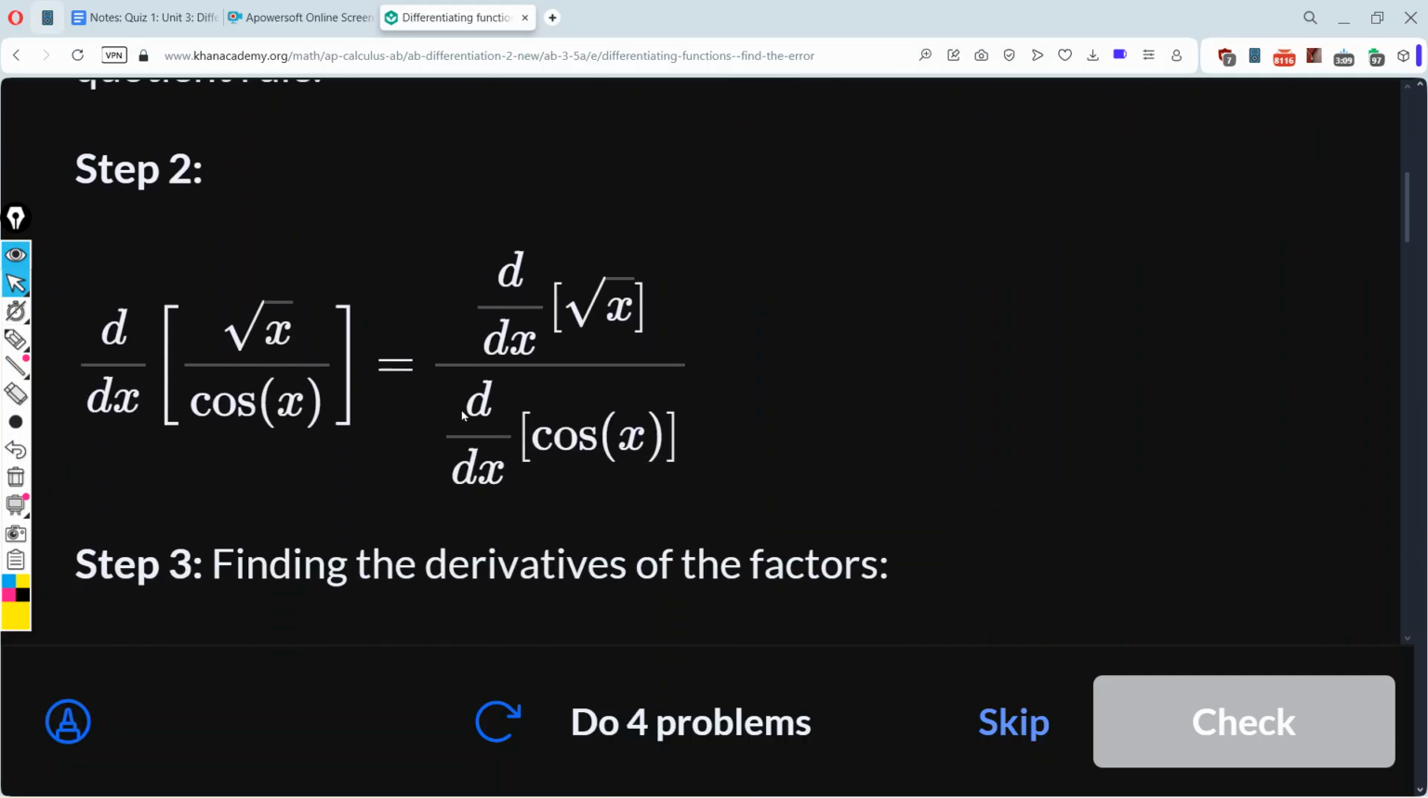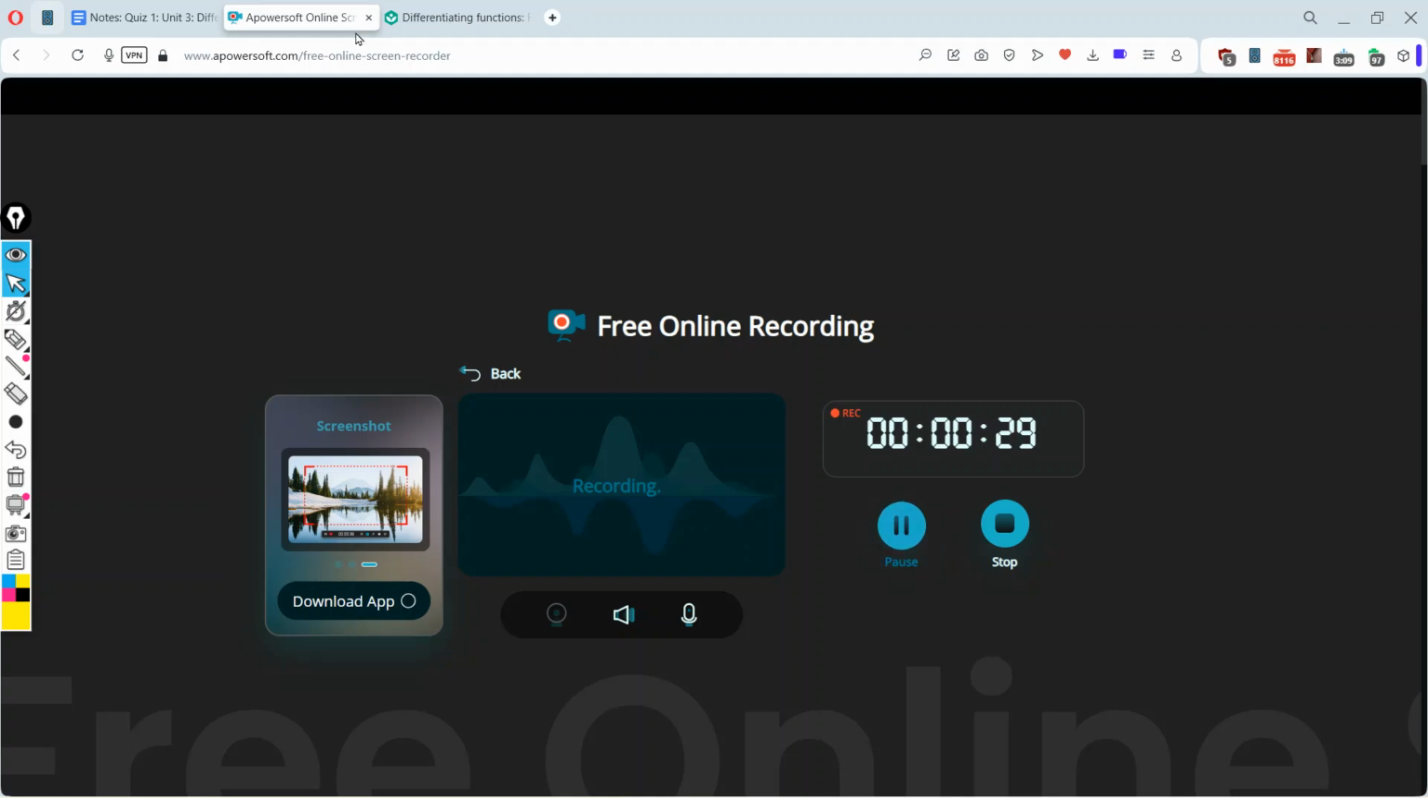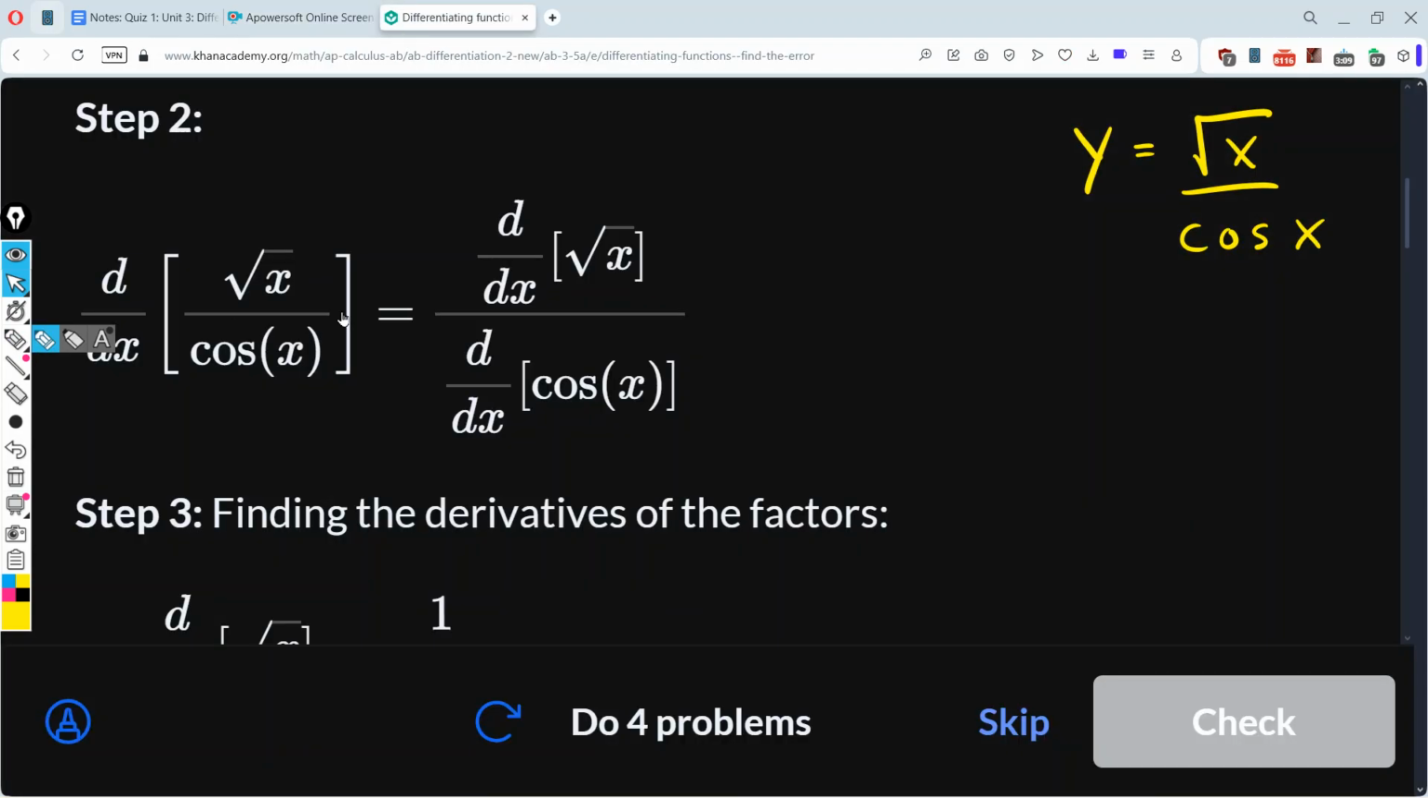Step two, let me rewrite the equation. All right, so we have the original here. So basically, the numerator would be your u, and the denominator would be the v. And for the quotient rule, that's going to be the bottom times the derivative of the top, so that's vu prime, minus the top times the derivative of the bottom, that's uv prime, all over the bottom squared. All right, this right here would be the quotient rule.